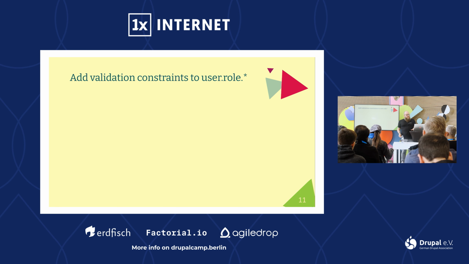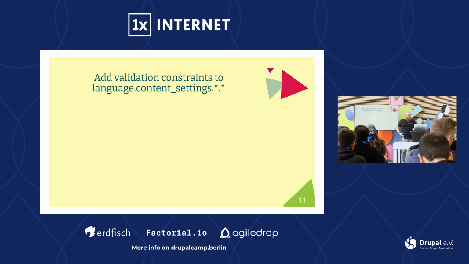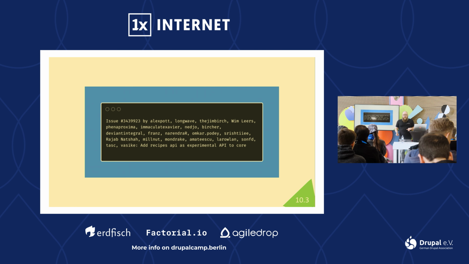We've added validation constraints to user.role and system.action and language.entity and search.page and language.content_settings. And eventually even recipes got added to core, which is a thing that also uses all of this.